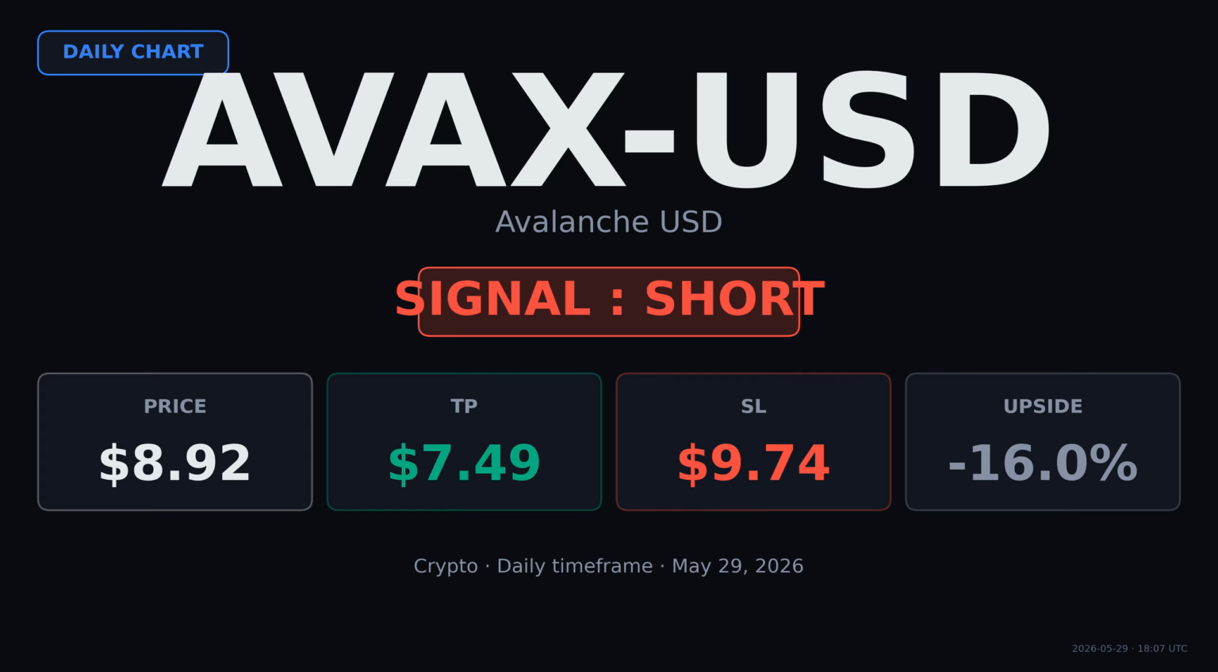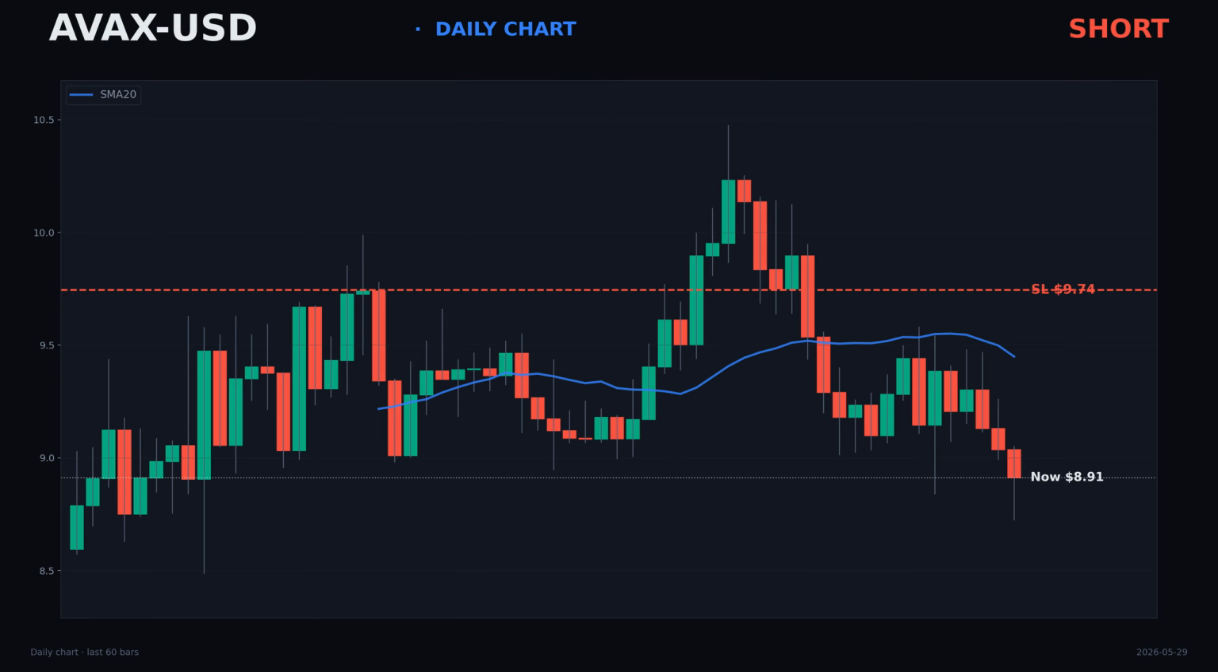For reference, price is $8.92. Modeled target is $7.49. That's 16.0%. Okay, let's look at the chart. We're on the daily time frame, last 60 bars. Price action is in a downtrend of moderate strength. That's our primary directional bias right out of the gate.